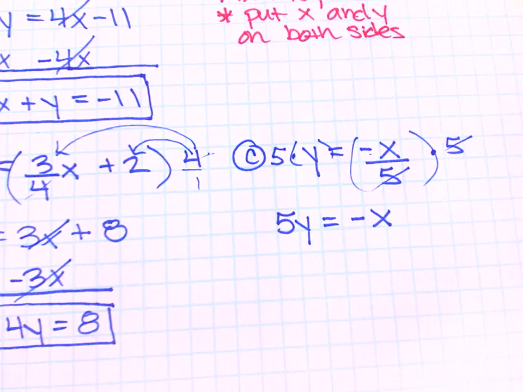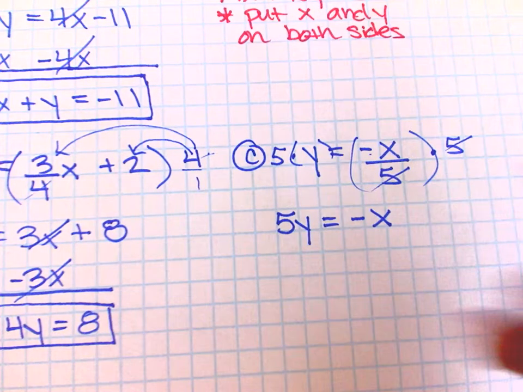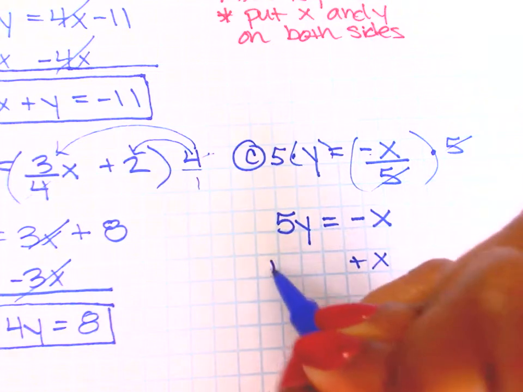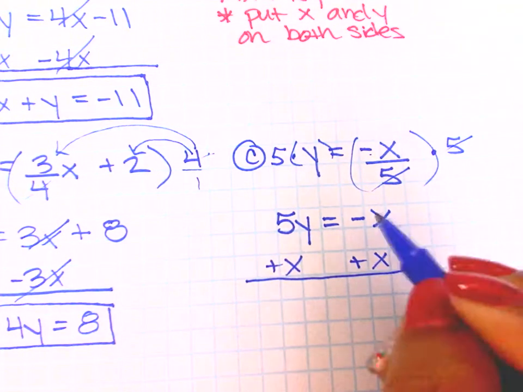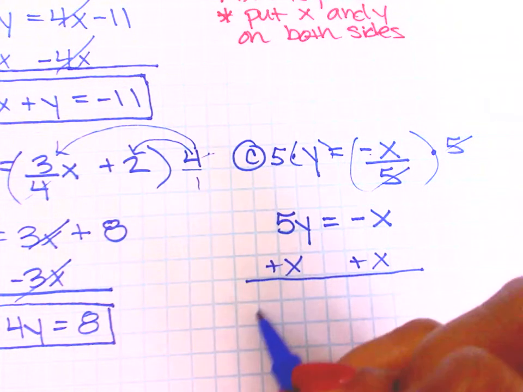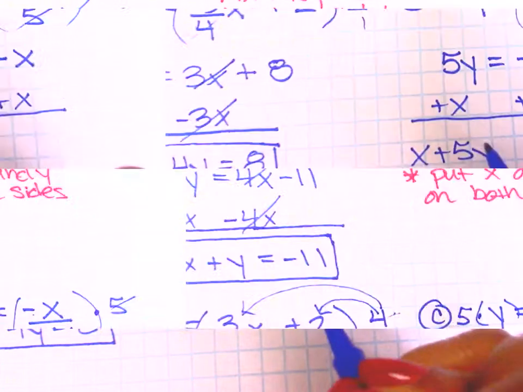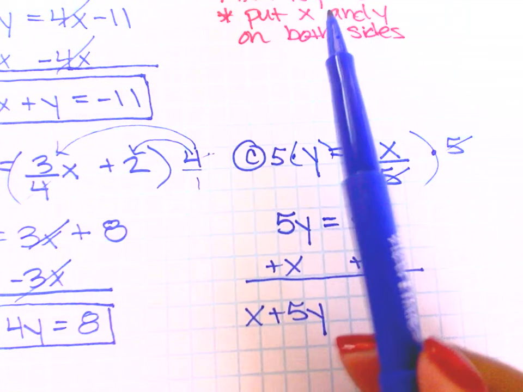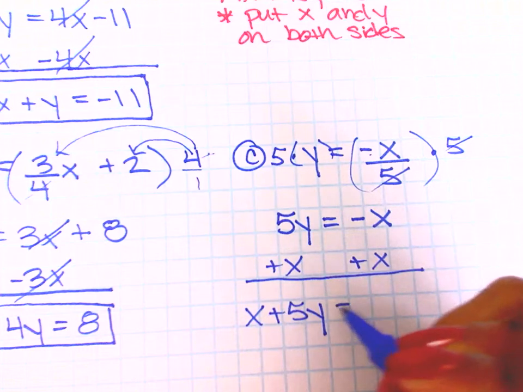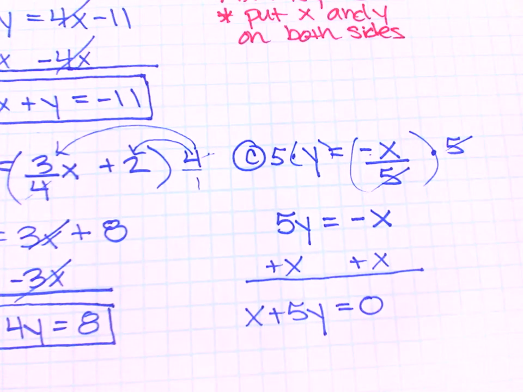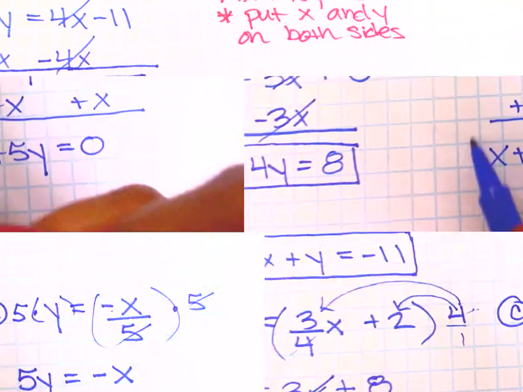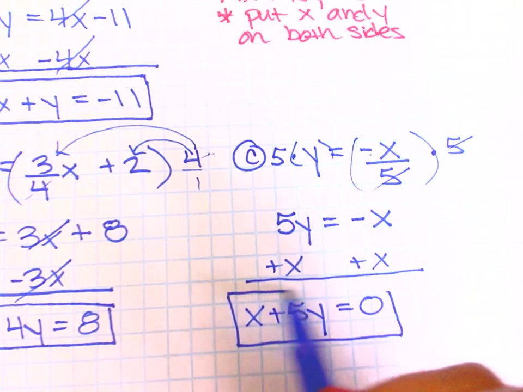Can I leave it like that? No. I need to get x and y on both sides. I'm going to add x to both sides, because this is a negative x. Now I'm going to get x plus 5y. But that's not standard form. It has to equal something. When it's like that, equals 0. There's nothing on that side, so you put a 0 there. Standard form. What's your answer?